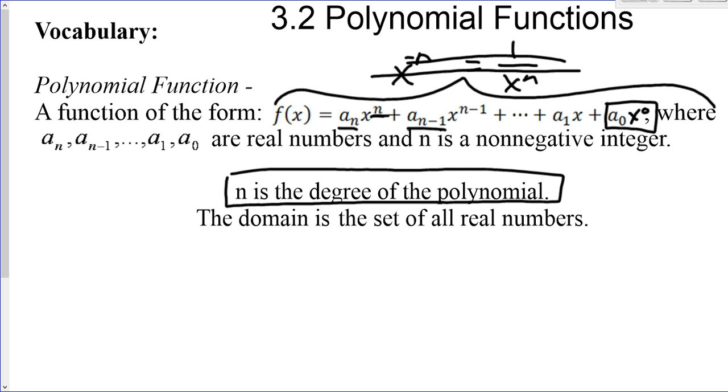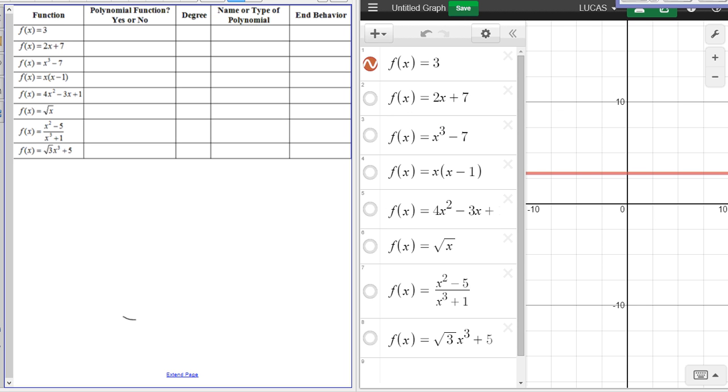Okay, and the domain of polynomials is always the set of all real numbers. You can always plug things in and get values out. So here we want to look at some functions, and we want to decide if it's a polynomial, what degree that polynomial is, the type of polynomial it could be, and what its end behavior is. End behavior is going to be what happens on the extremes as we go to positive infinity and negative infinity on our x-axis. What's happening to our graphs? Is it ending high or is it ending low?